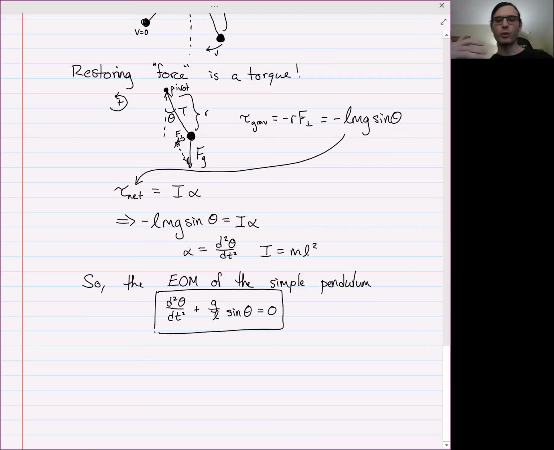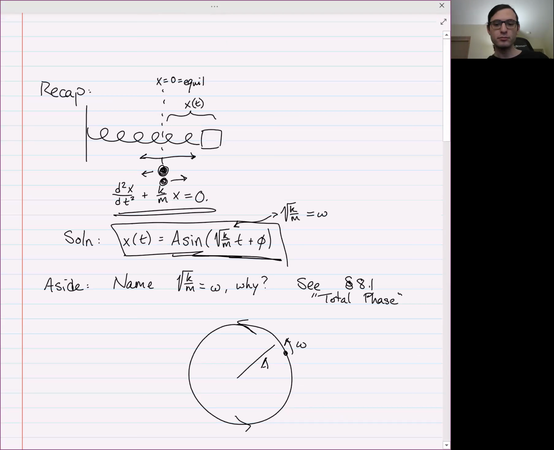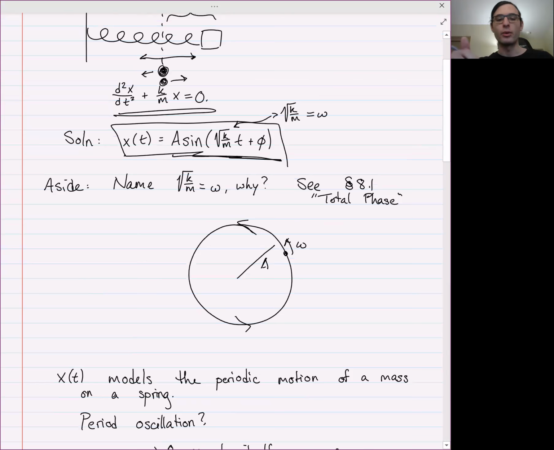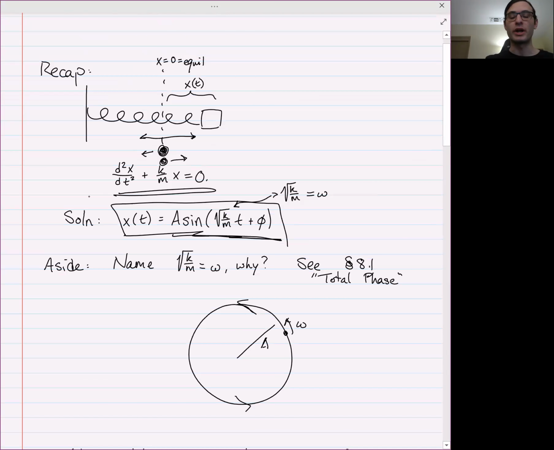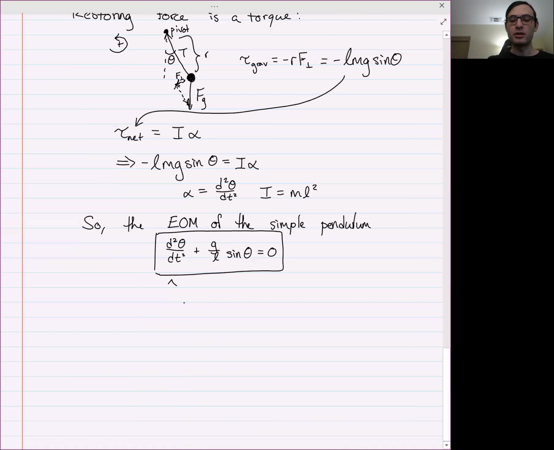So notice that this equation of motion is similar to the equation of motion we had for the spring. For the spring, did I not write it down? I thought I wrote it down. Oh, here it is. For the spring, it was the second derivative of x plus something times x equals 0. Here, it's the second derivative of theta plus something times the sine of theta. So it's not quite the same. It would be the same if instead of sine of theta, we just had theta there, but it's not quite the same.